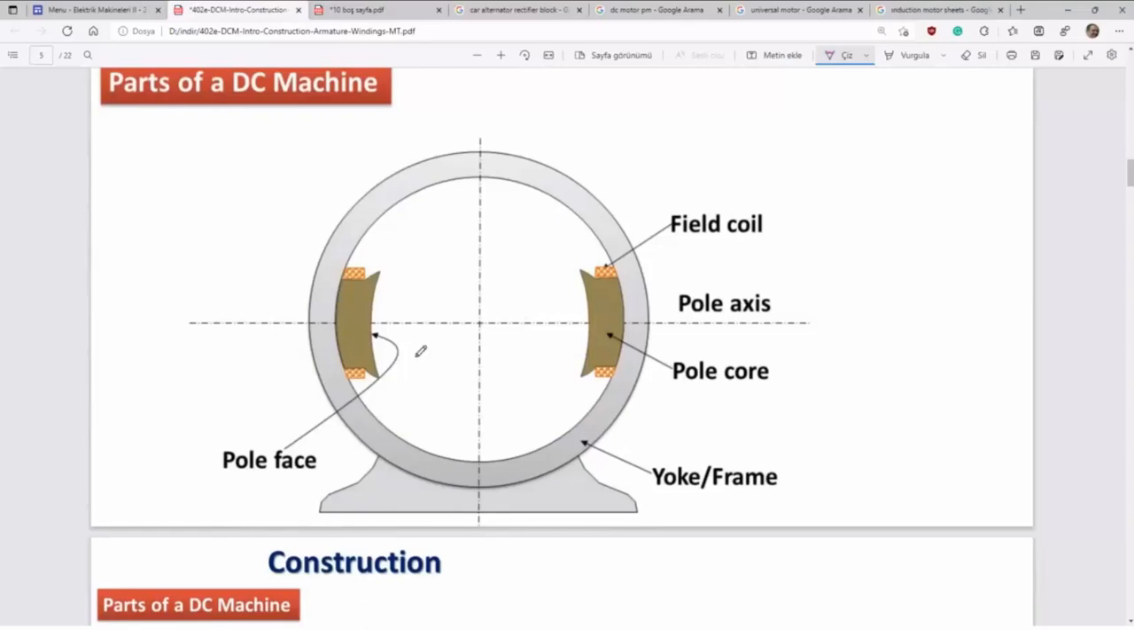Again, in synchronous machine magnetic field will be designed by permanent magnets or electromagnets. Here it is either the magnetic field can be generated by permanent magnets or electromagnets. Here is the pole. Sometimes we say pole core. Pole core.